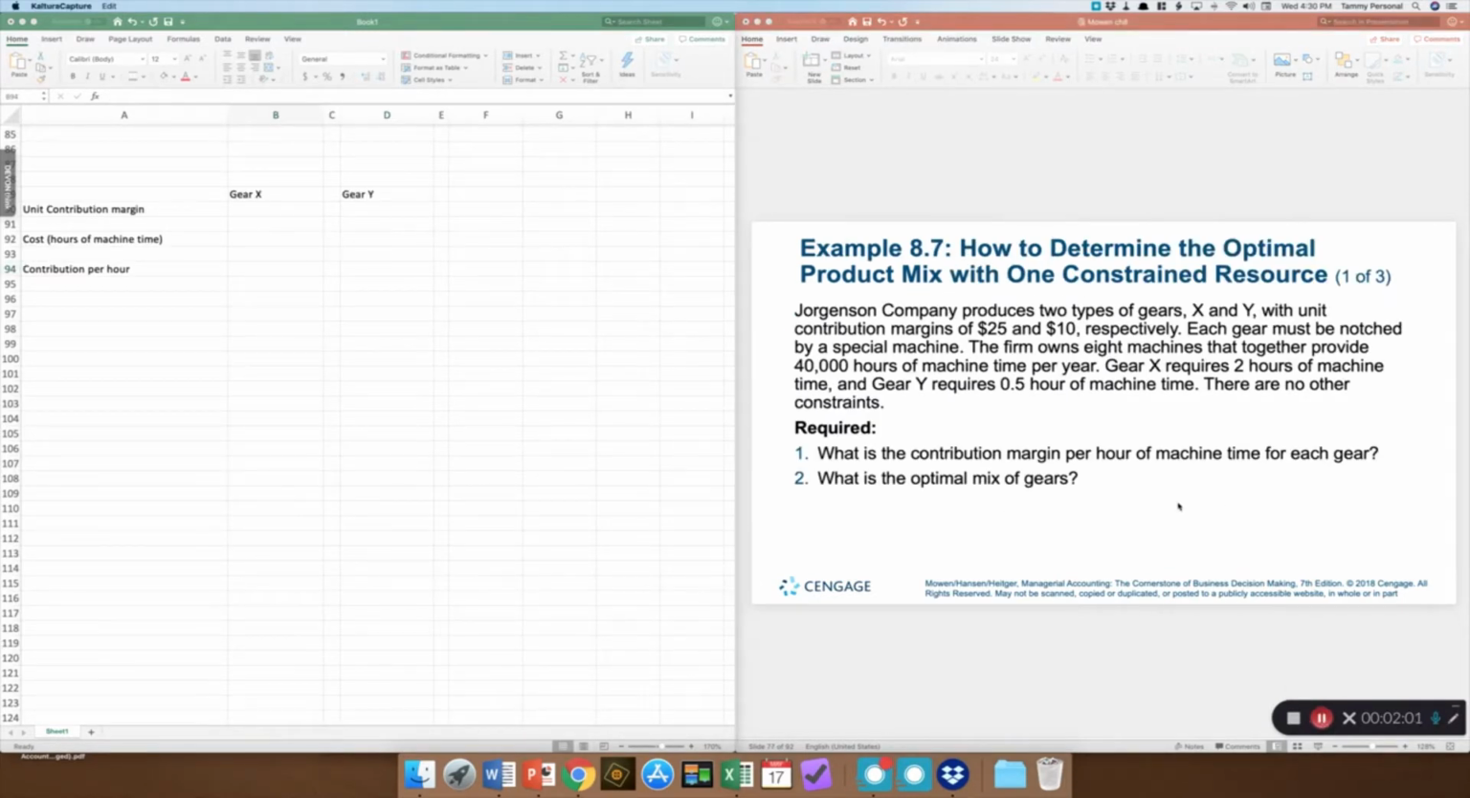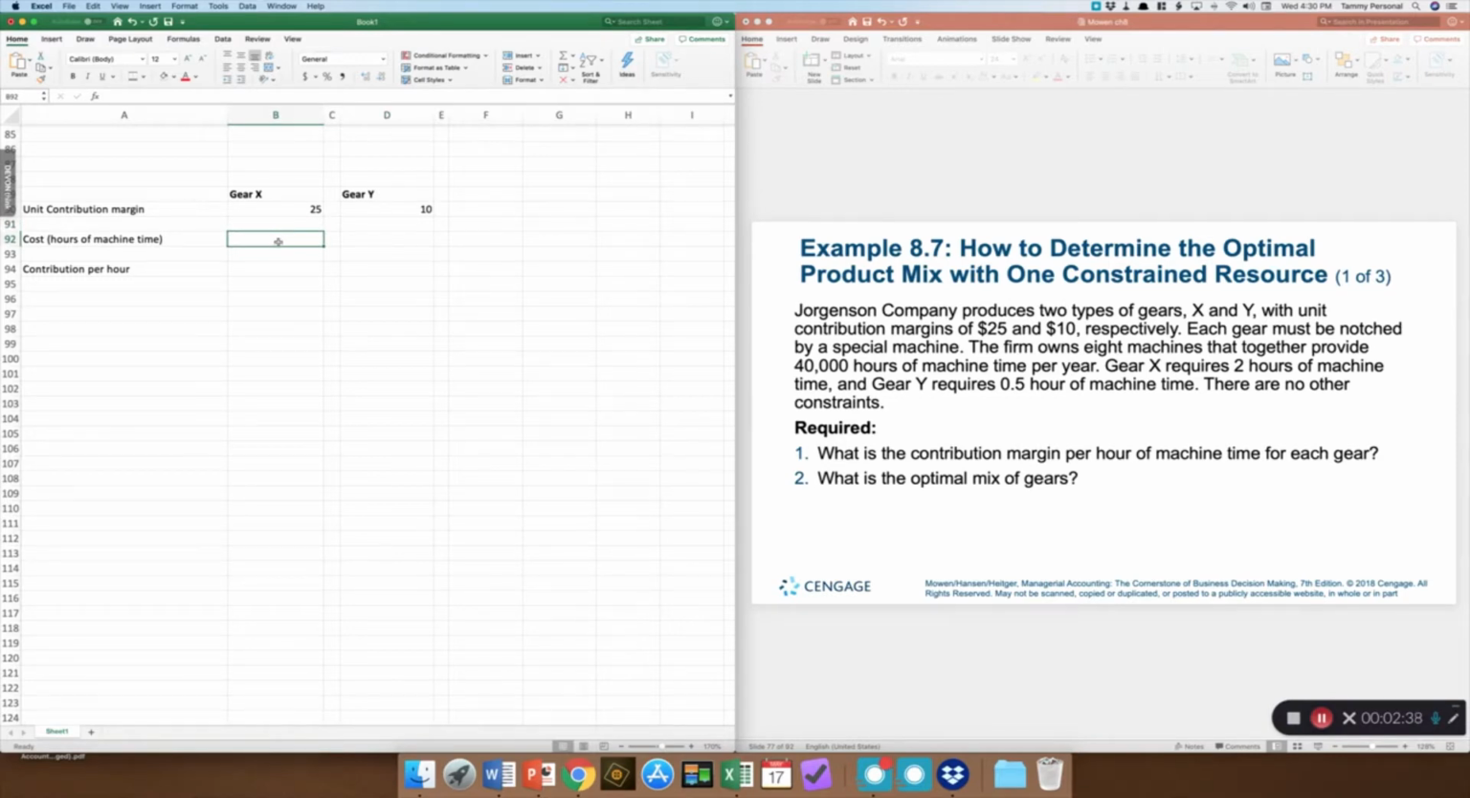Okay, so here is our setup, and I've set it up for you over here in Excel as well, because it might make it a little easier for you to get your head around how we're doing this. So instead of just reading the words, let's think about setting it up in columns and rows. We have two different types of gears, gear X and gear Y, and we make a contribution margin of $25 for gear X and $10 for gear Y. That's our contribution margin, so net of our variable costs.